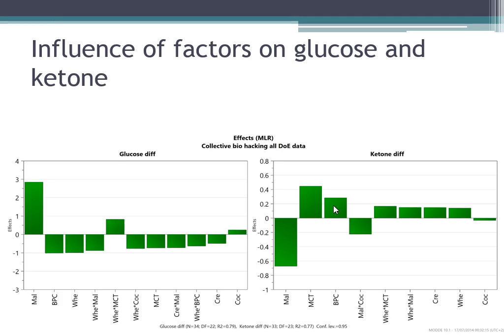Once again, the intention was not to look at the coffee, but we just got some additional information because of the deviation from the protocol. And then you see maltodextrin and coconut oil. If you combine them, they actually decrease ketones more than they do separately.